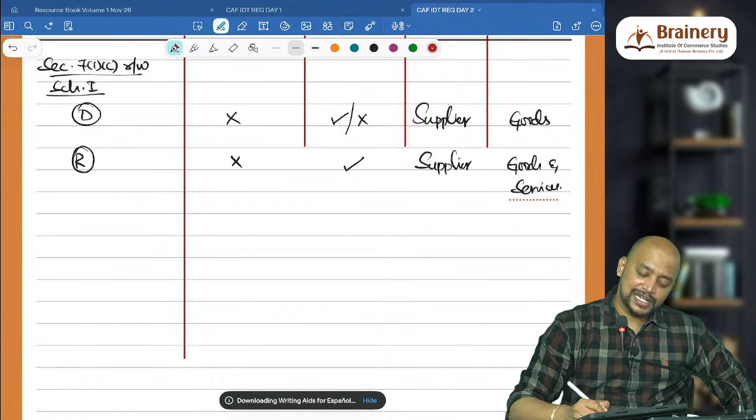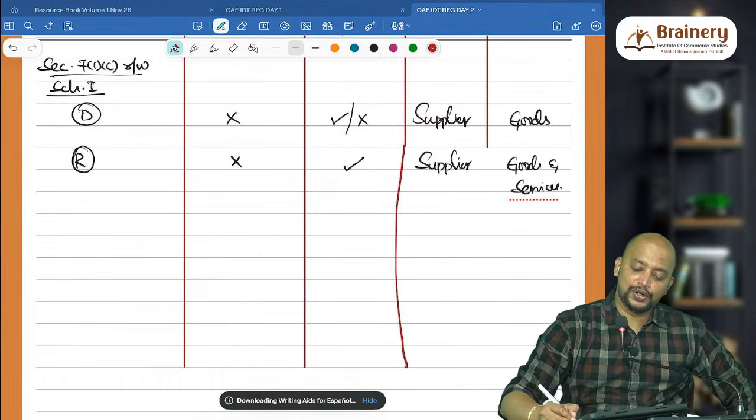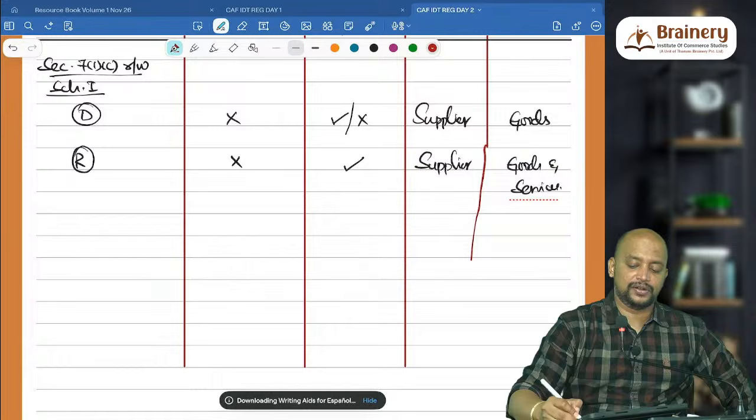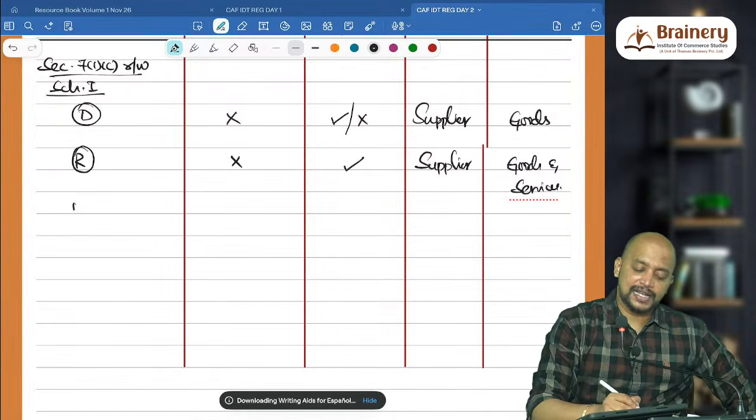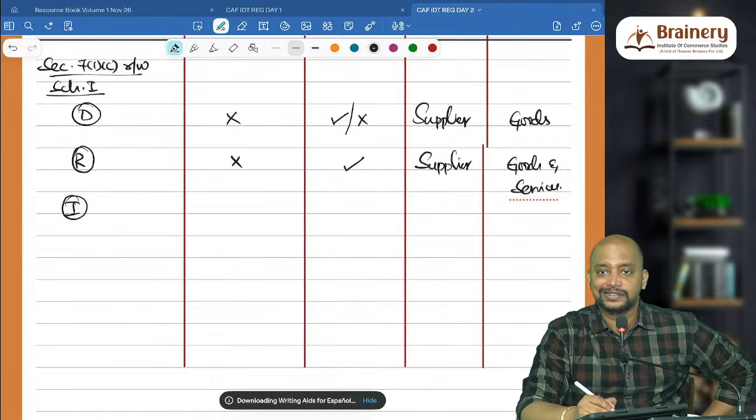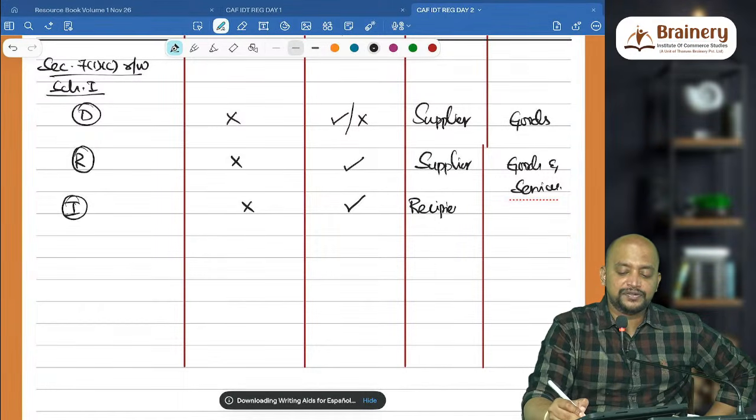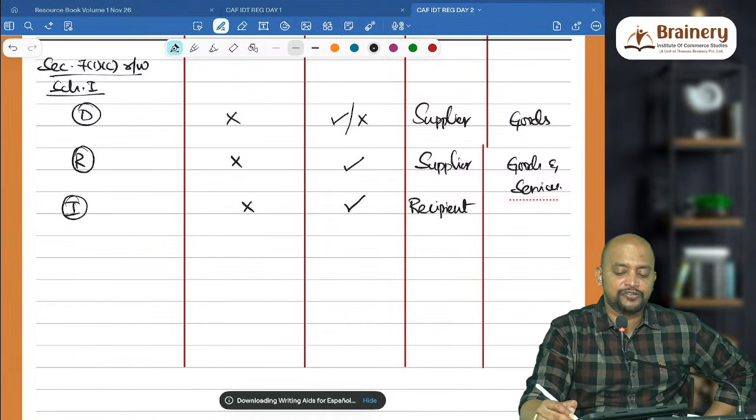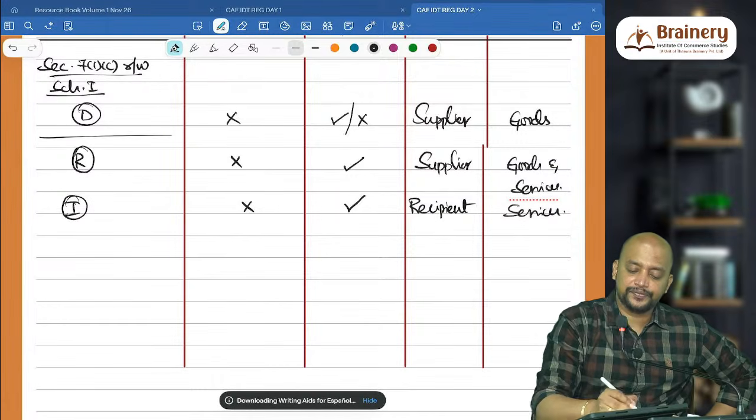We are trying to create this comparative table so that whenever you see a transaction, you will know whether it is a supply or not a supply. Okay, for that purpose. Then I, import of services from a related person. Consideration, course or furtherance of business. Point of view, always import of service should be from recipient point of view. Coverage, only services.